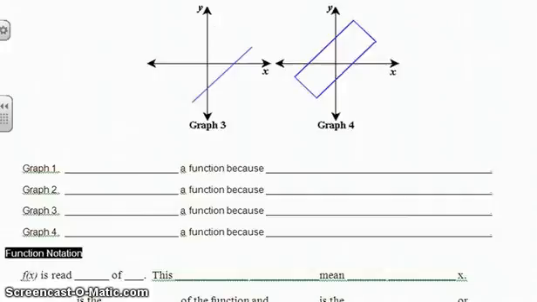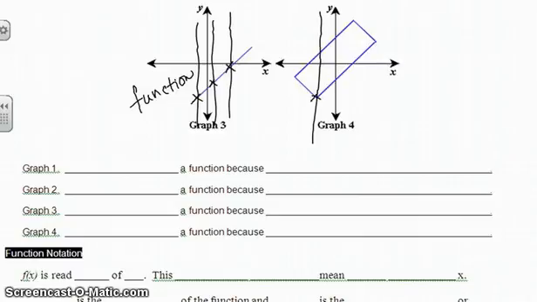On graph 3, I'm going to drop a couple vertical lines to check my graph. Well, that appears that each vertical line is only going through 1 point each. So I'm going to say this is a function. Let's look at graph 4. Well, I've got one here and one here for that x. I don't have to go any further. This one would not meet the criteria, so it's not a function.